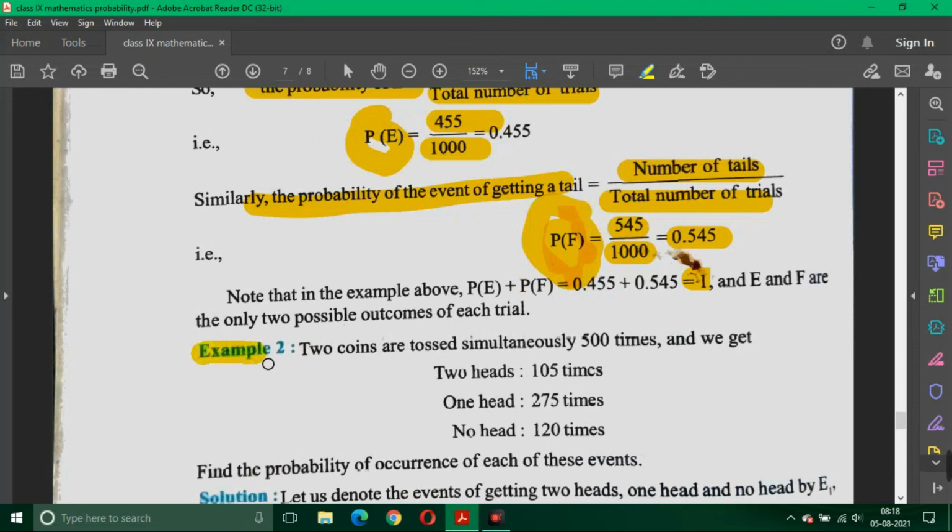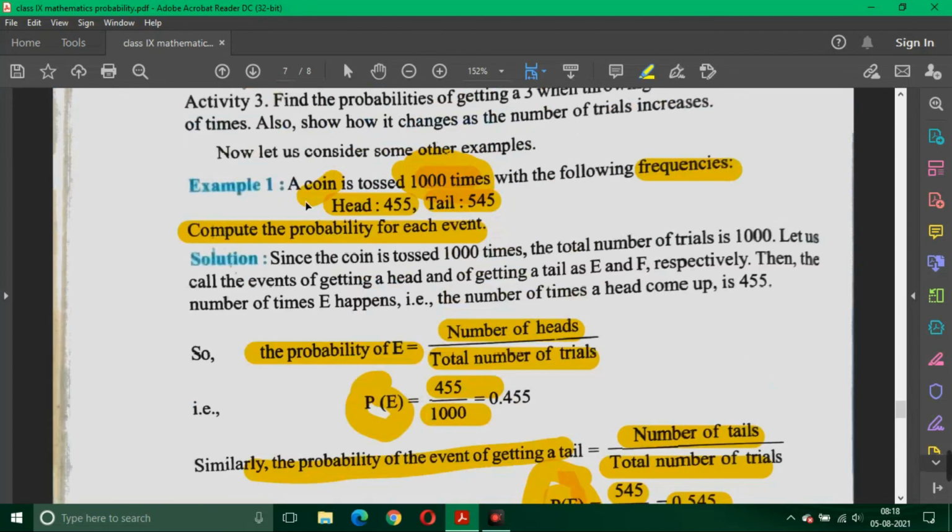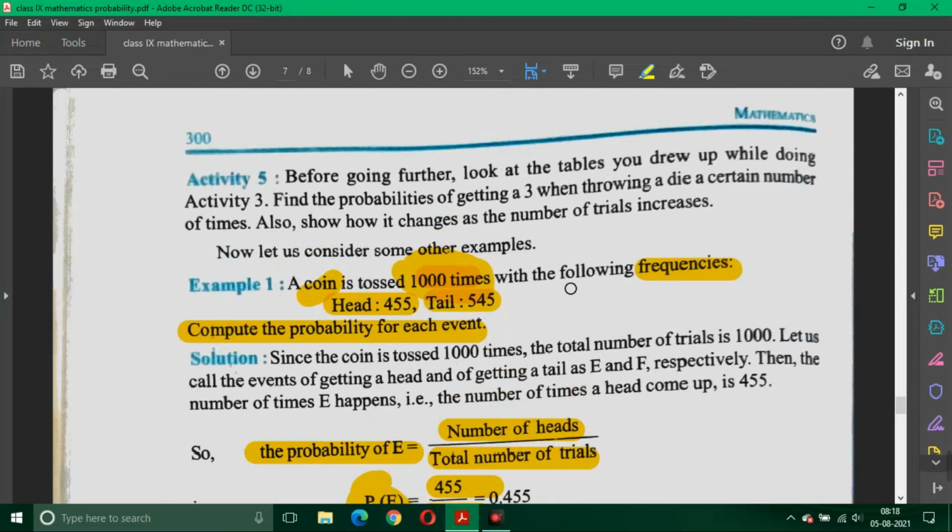Now in the next video I'm going to discuss what happens when two coins are tossed simultaneously. In this example we have only one coin that we have tossed.